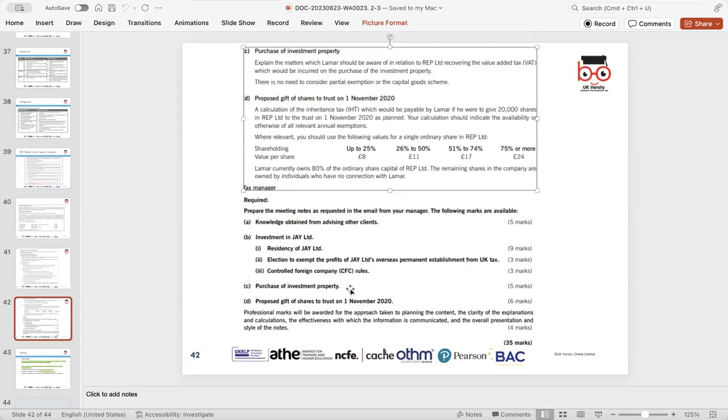When REP Limited buys the property, it will pay VAT, but it may be possible to recover this VAT. So you can also discuss the process for VAT recovery and any considerations Limar should be aware of.